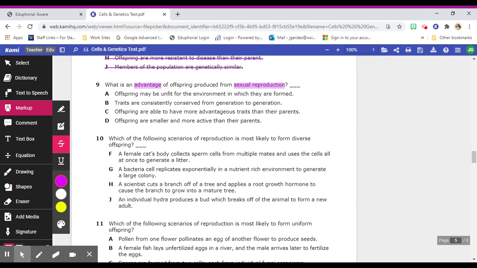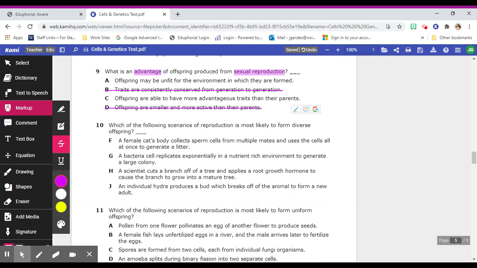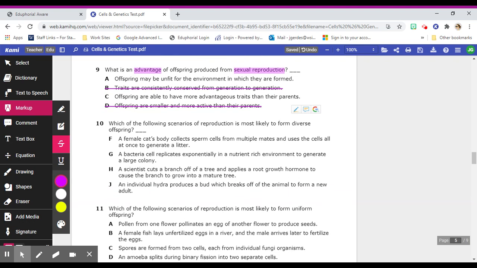Offspring are smaller and more active than their parents. Well, that one I know for sure is not necessarily true. We don't know what the offspring's activities might be. Okay, so I'm going to cross out B just because that does not sound like anything we really talked about with conserved from generation to generation. I don't even really know what that means. So I'm just going to cross that one out because it's probably not the answer choice.